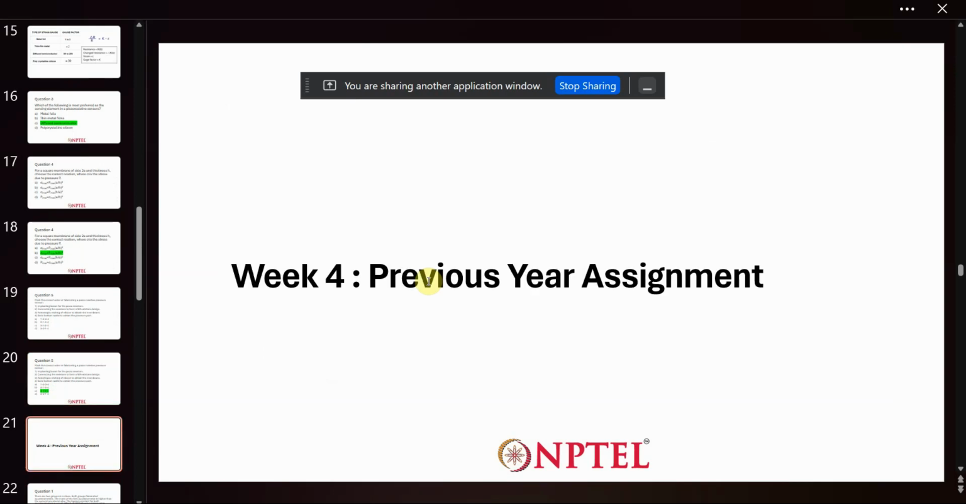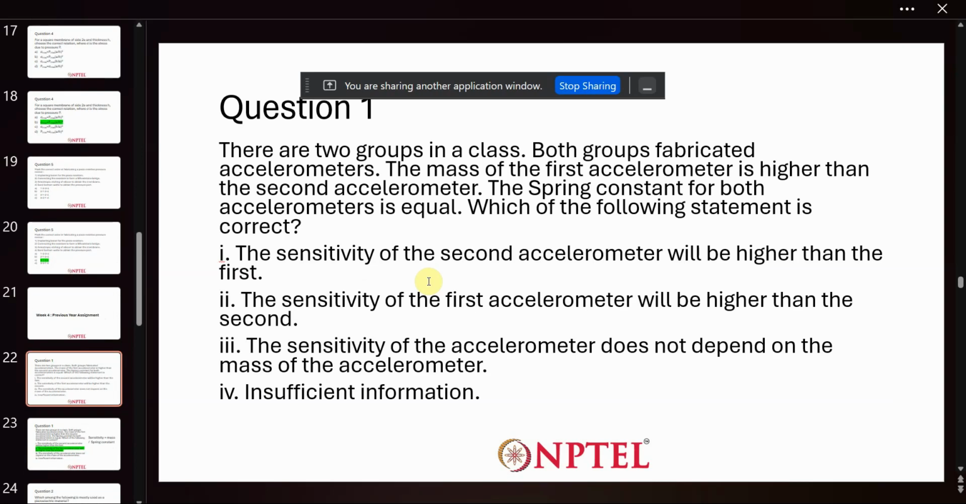Then the next is the previous year assignment. Here there are two groups in the class, and both have fabricated an accelerometer. The mass of the first accelerometer is higher than the second one, but the spring constant for both accelerometers is the same. What they are asking is which sensitivity is higher, for the first one or the second one.